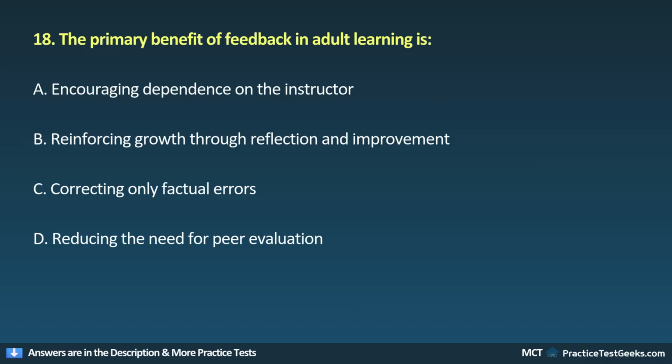18. The primary benefit of feedback in adult learning is: A. Encouraging dependence on the instructor.